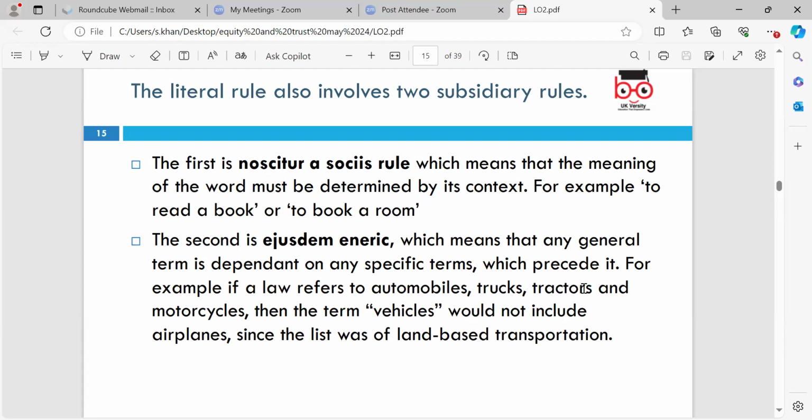So, the literal rule can create loopholes in law, as we can see from the Harris case and the Fisher v Bell case as well. And it could also lead to some injustices as well.